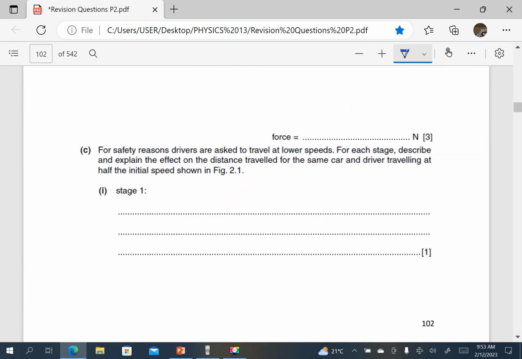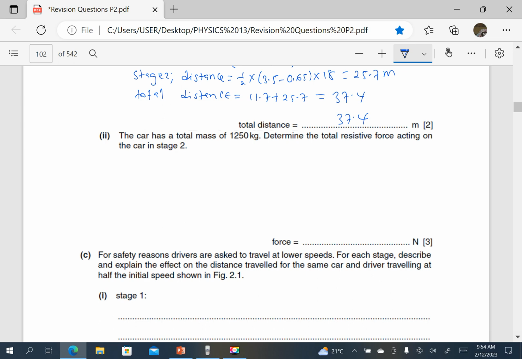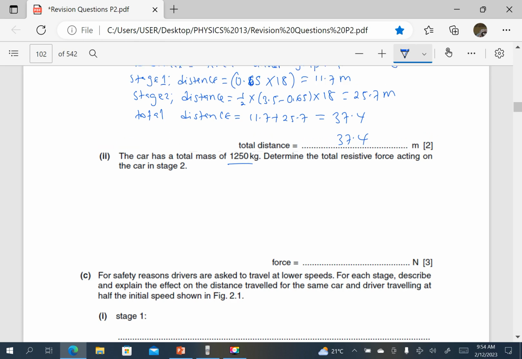Okay, then the car has a total mass of 1250 kilograms. Determine the total resistive force acting on the car in stage 2. So we can use, I'll do many methods here. Method number 1, I can use force equals mass times acceleration.